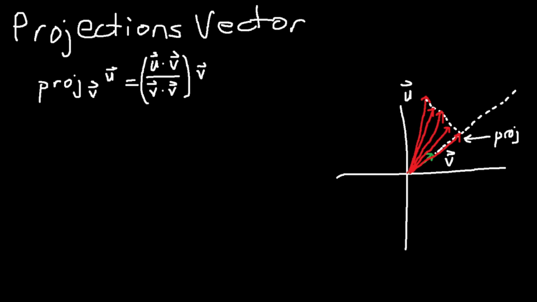Now here's the thing about that. This projection is going to give you a vector. It's not going to give you a scalar value. And that vector is going to be this projection right here.